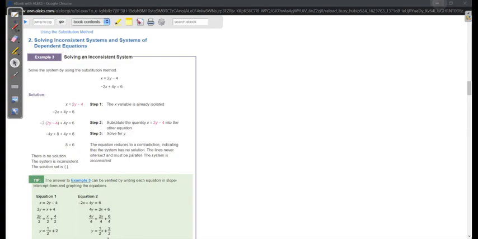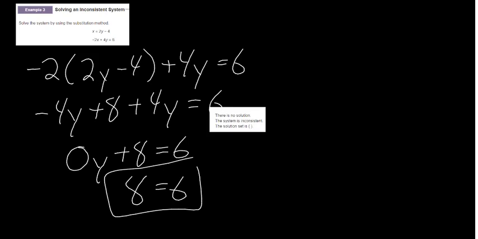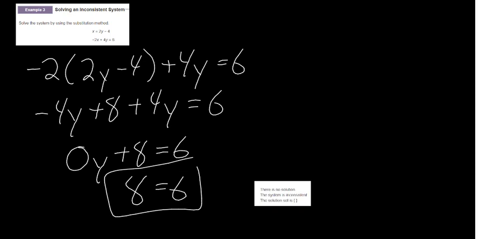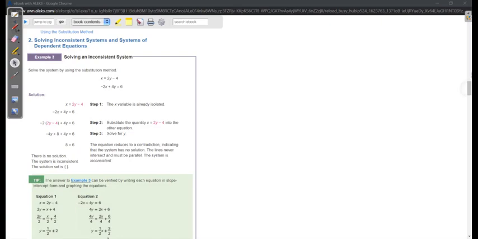What this tells us is that there is no solution. The system is inconsistent, and therefore the solution set is those two curly braces, which mean the empty set. Like it's empty. There's nothing in there. So that's what an inconsistent system is. You get to this point and you say, oh, 8 does not equal 6, the system is inconsistent. It's fun to say inconsistent. No, it's not. Stop. Let's quit.